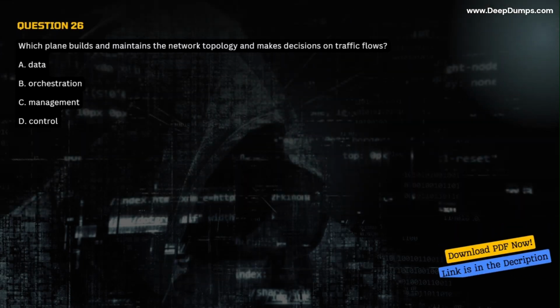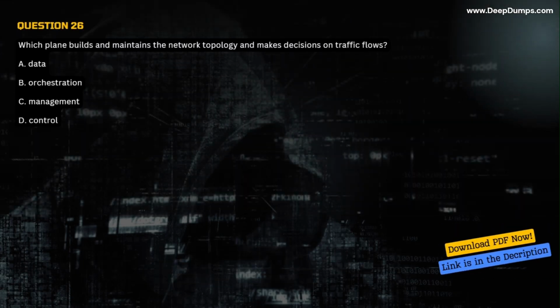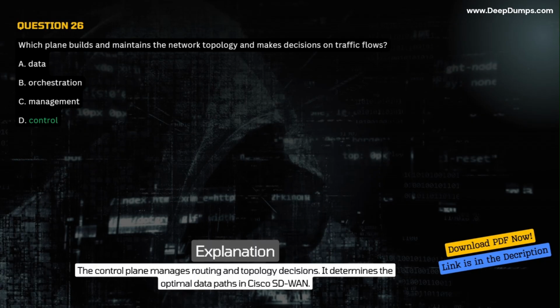Question 26. Which plane builds and maintains the network topology and makes decisions on traffic flows? A. Data. B. Orchestration. C. Management. D. Control. Correct answer D. Control. Explanation. The control plane manages routing and topology decisions. It determines the optimal data paths in Cisco SD-WAN.